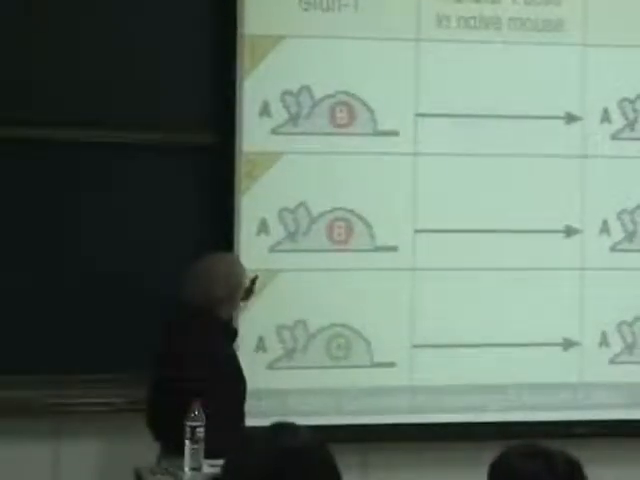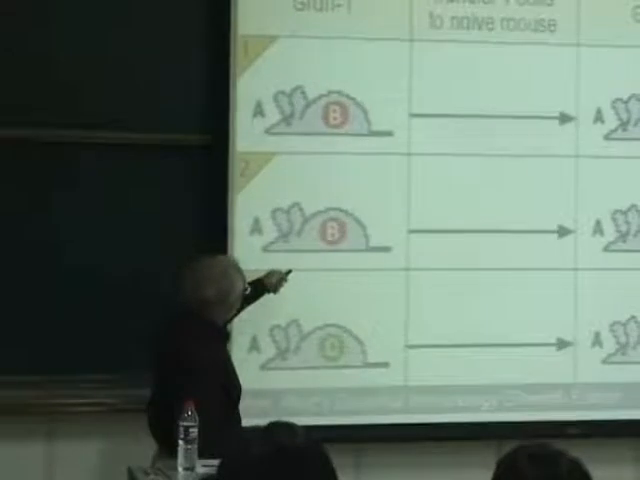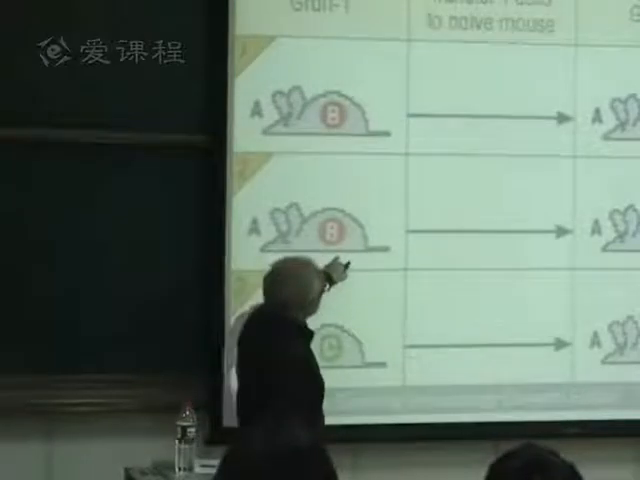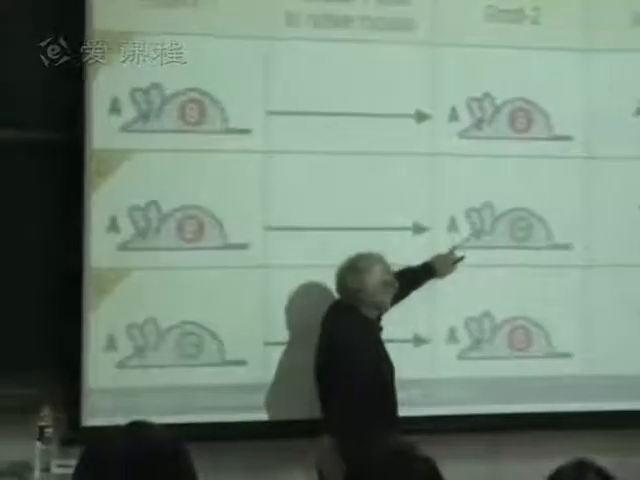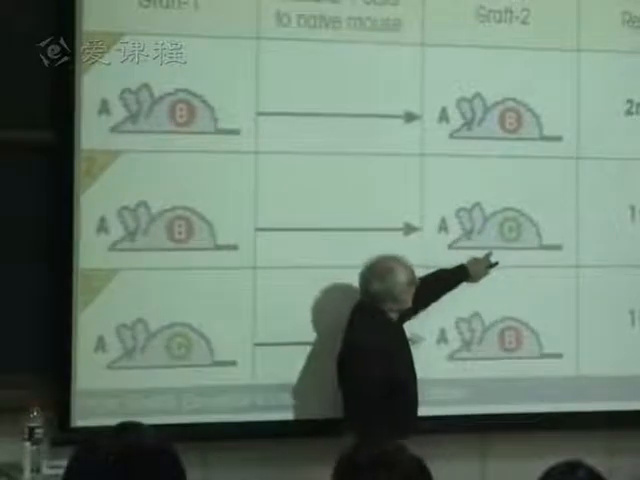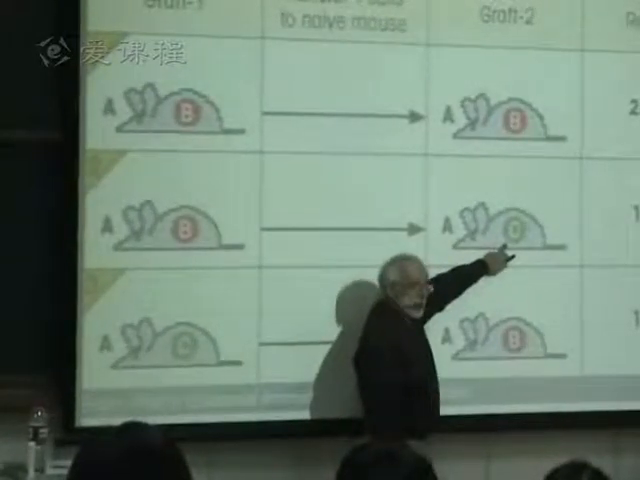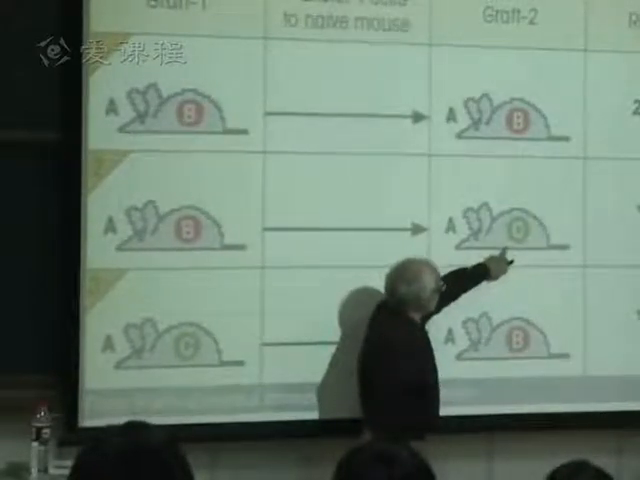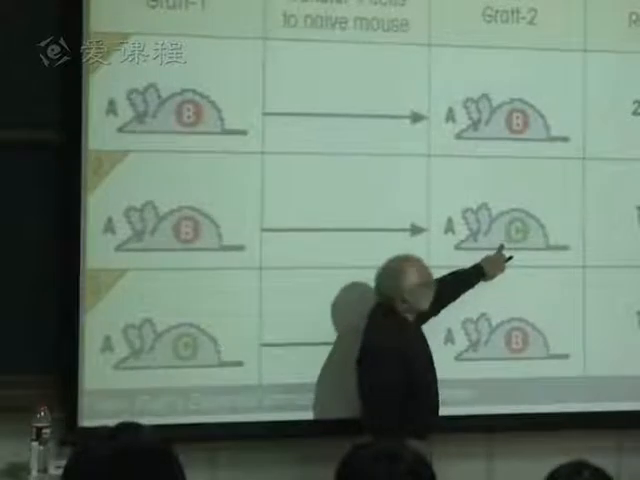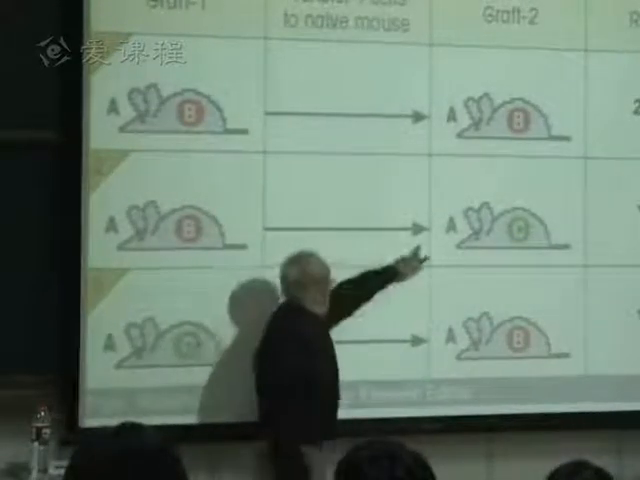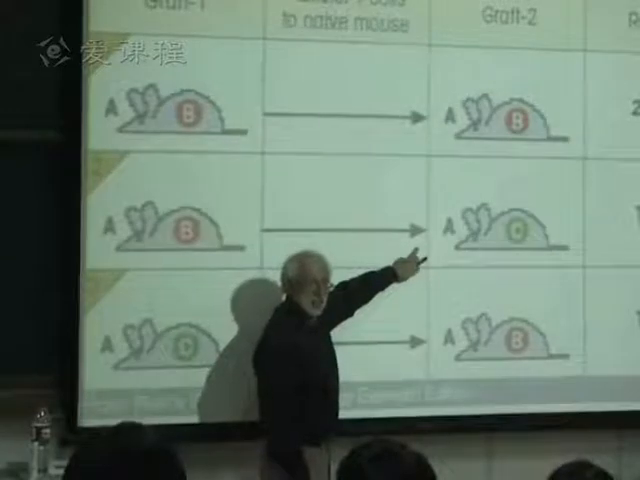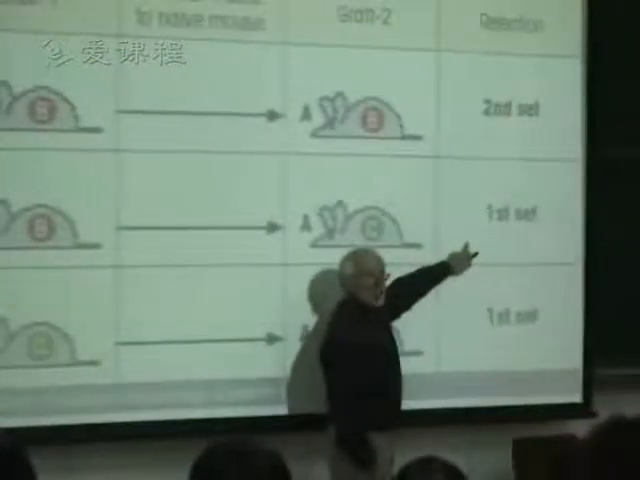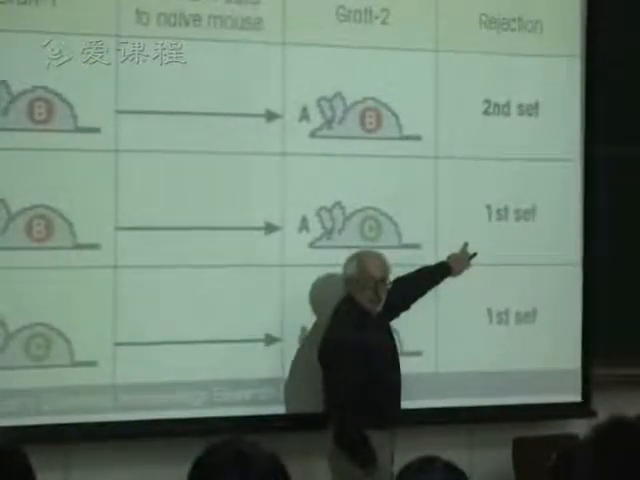However, if you do the same experiment, you take an A-strain mouse, graft it with skin from a B-strain mouse, then take T cells from this mouse and transfer them into a naive A-strain mouse. But then instead of giving this mouse the graft from a B-strain mouse, you give it a graft from a C-strain mouse. So not only has this mouse never seen skin from a C-strain mouse before, but the T cells that it's received have never seen the antigens associated with the C skin. So you get essentially a primary response, or in other words, a first set rejection.